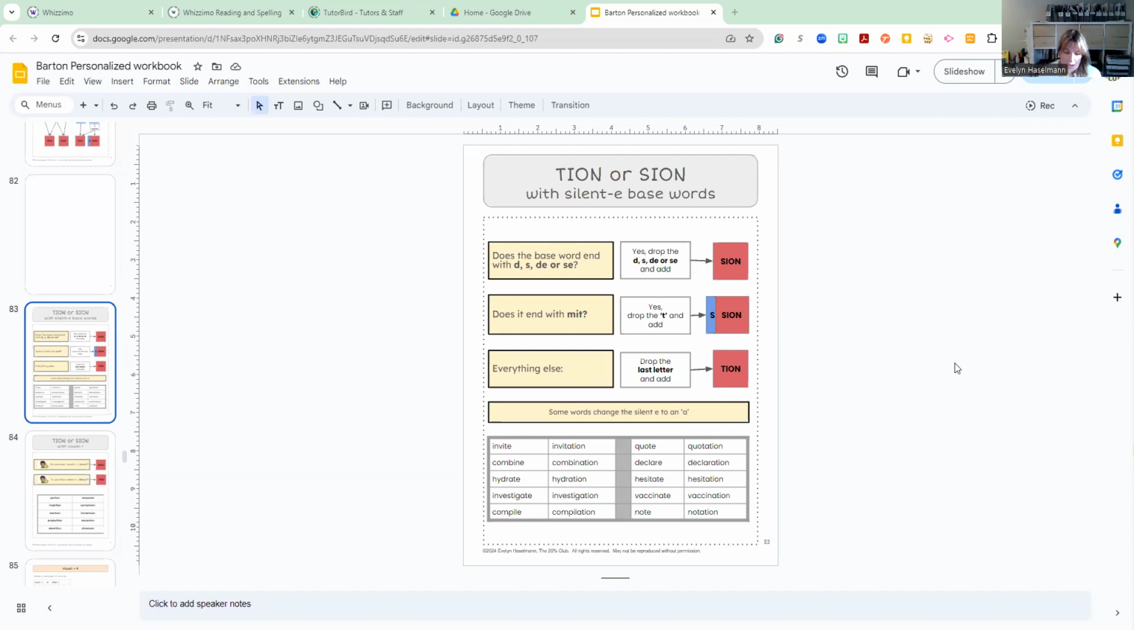So today's lesson is level 6, lesson 10 in the Barton reading and spelling system. Your student is focusing on a continuation of how to spell shun and zhun at the end of the words. I'm going to show a resource which is from the personalized notebook.